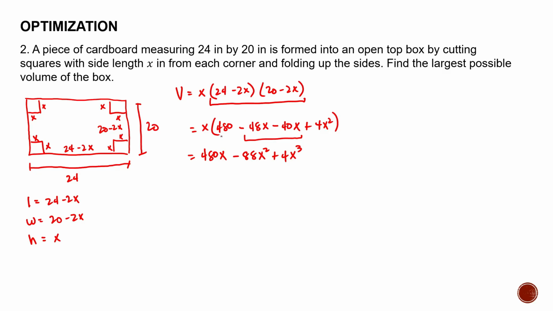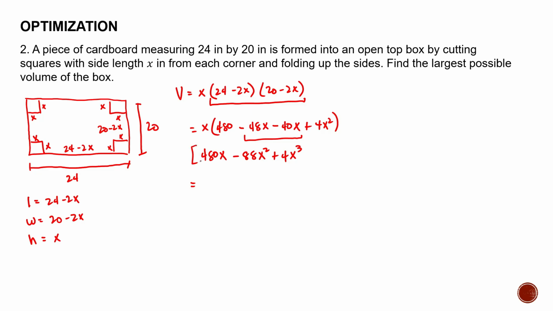Now let's just check if my computation here is correct. 24 times 20 is 480. 24 times 2 is 48. 2 times 20 is 40. 2 times 2 is 4. Alright. The next thing that we will do here is find the derivative of this one.